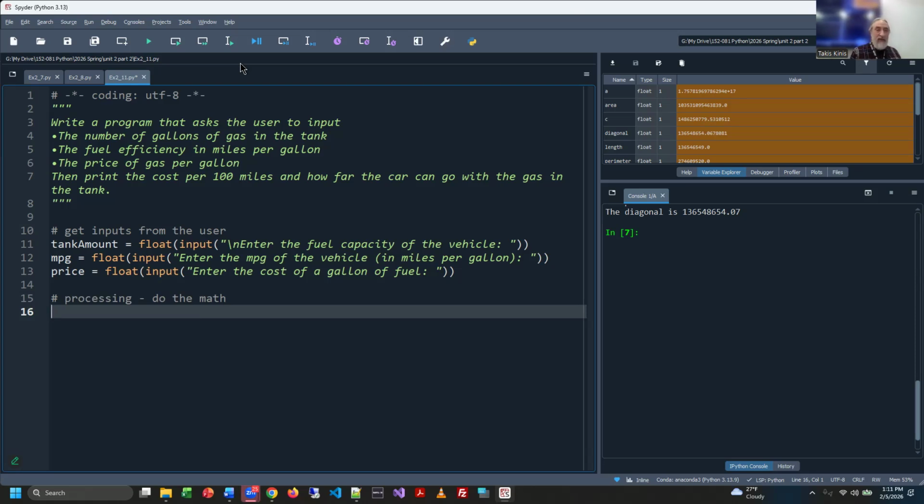All right. So now we got to do the math. Now we got to do some calculations. So if we're looking at the cost per 100 miles, okay, so that's one calculation. And the other calculation is how far the car can go with the gas in the tank. Well, kind of an interesting thought. All right, so let's do, I'll come up with a variable. I'm going to call it cost per 100. And then here's my calculation. I'm going to take 100 and divide it by my MPG. Start there.